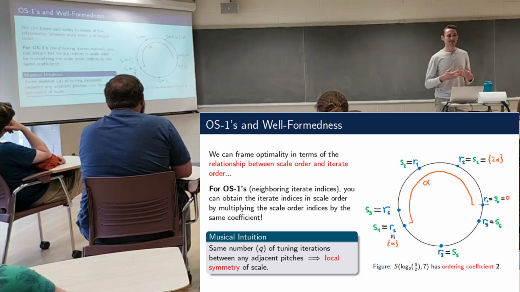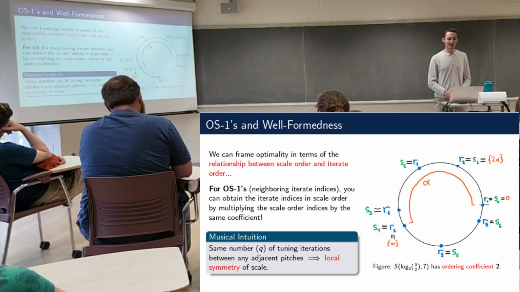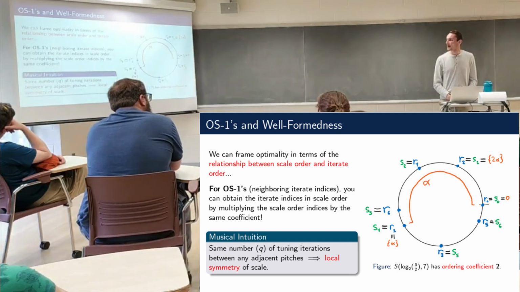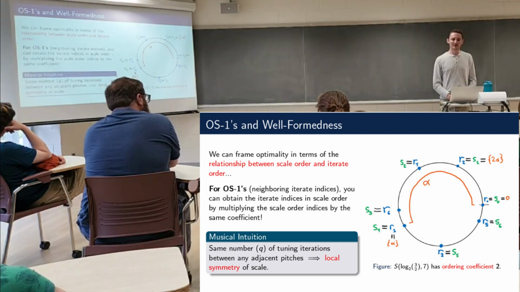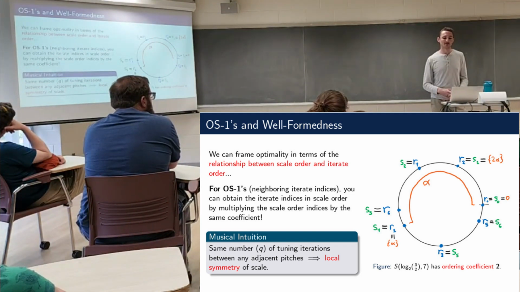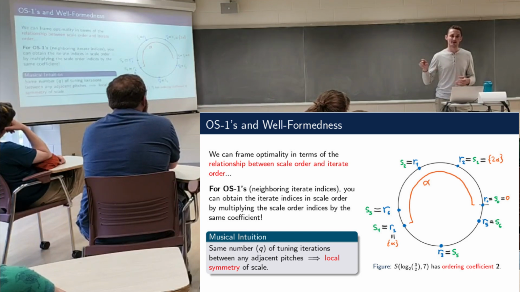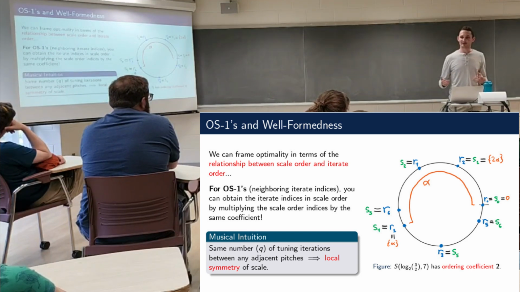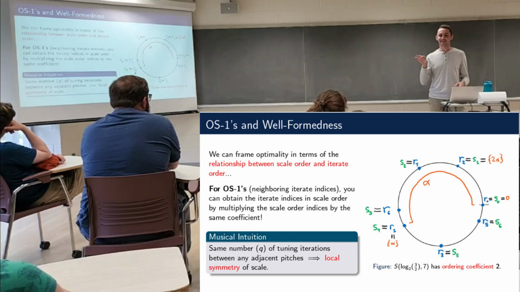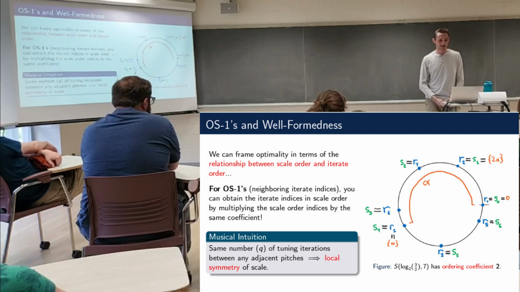All right, so the second equivalent way we can think about optimal scales is called well-formedness. Here we're framing it in terms of the relationship between the two orderings of the scale: the iterate order, which is the order we tune the pitches in, and the ascending scale order, which is the order you hear it in if you sing up the scale.